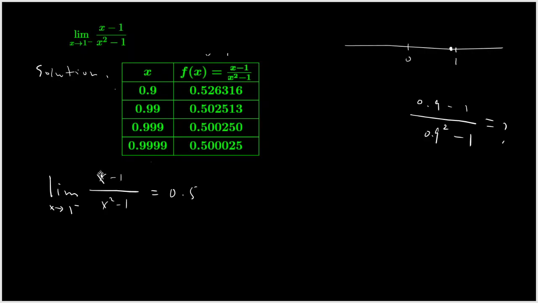I also want to repeat how to read the notation. It means the limit of the function as x approaches 1 from the left is equal to 0.5. Okay. So that's the limit. That's the central concept. That's the fundamental concept in calculus, according to my slogan.